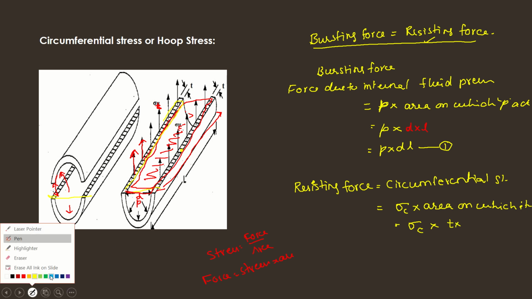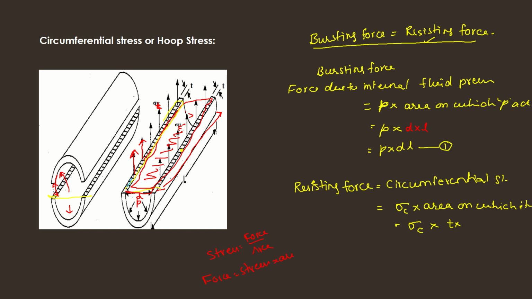I will show you here. So at this portion it is acting, right? So that is nothing but thickness small t multiplied by the length, this rectangular portion. And two rectangles are there, two edges are there. So this is also t into L two times, because two rectangles are there. So now how will you calculate? Sigma c into 2tL.